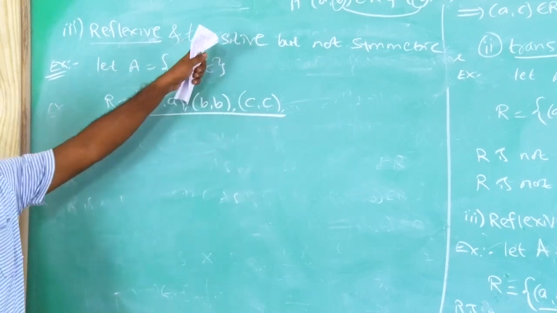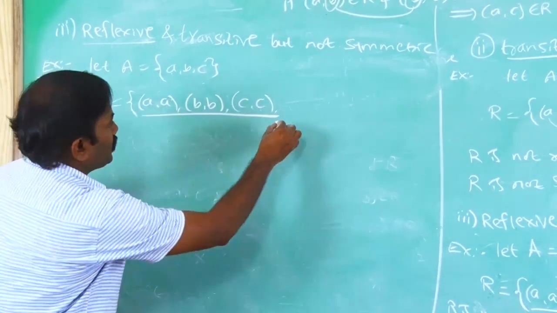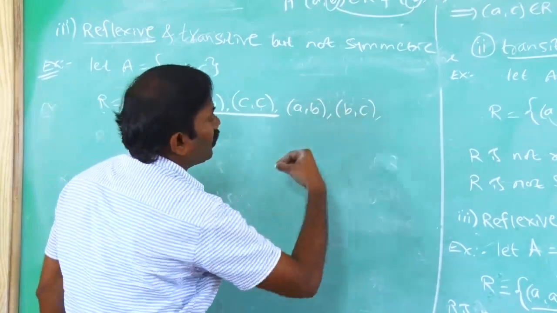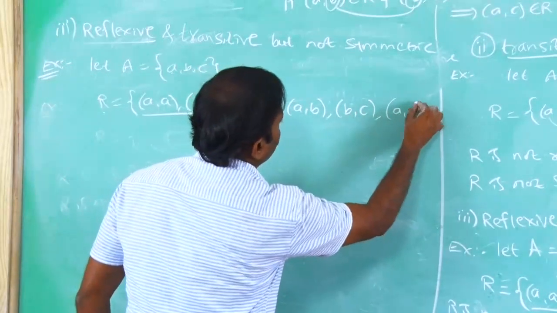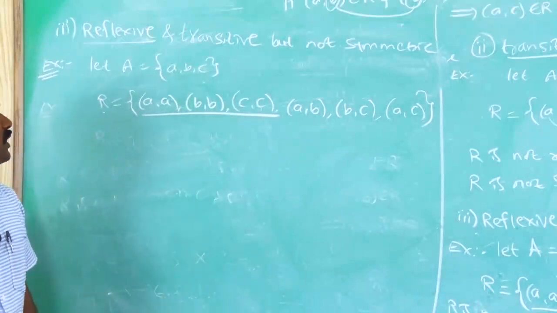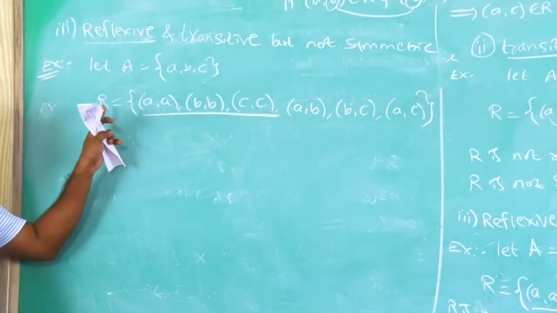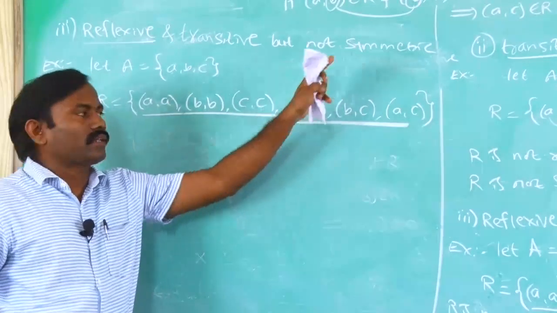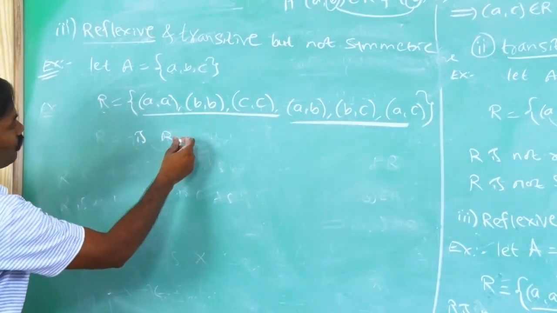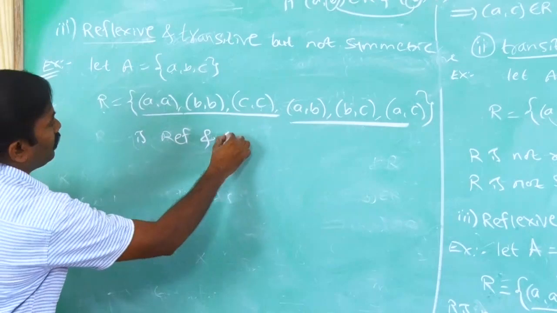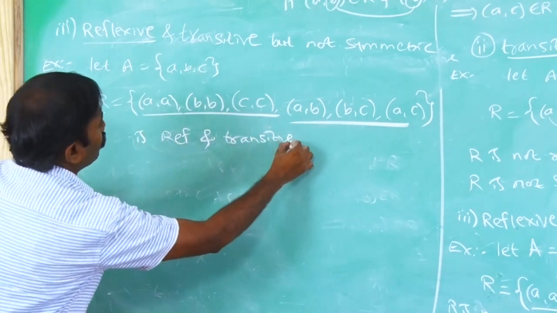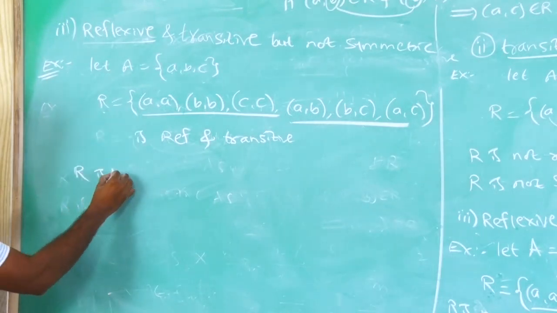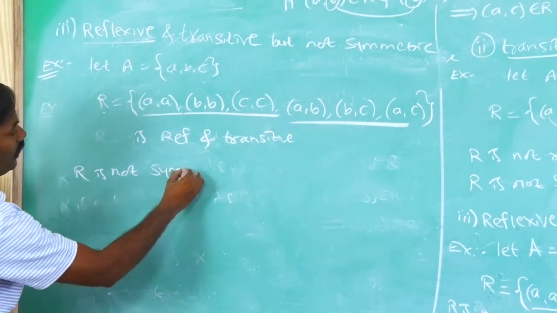Next, find the transitive. The transitive condition is: A comma B belongs to R and B comma C belongs to R implies that A comma C belongs to R. Then the relation is transitive. Means this relation is reflexive and transitive, but not symmetric, because this relation is not symmetric.